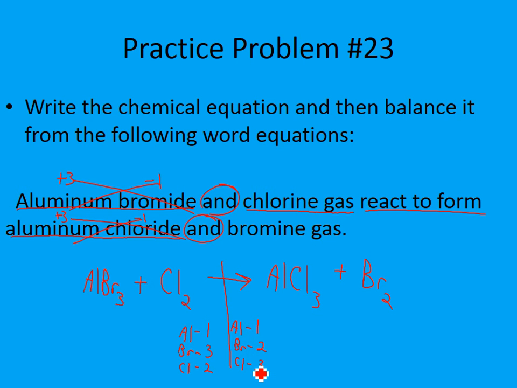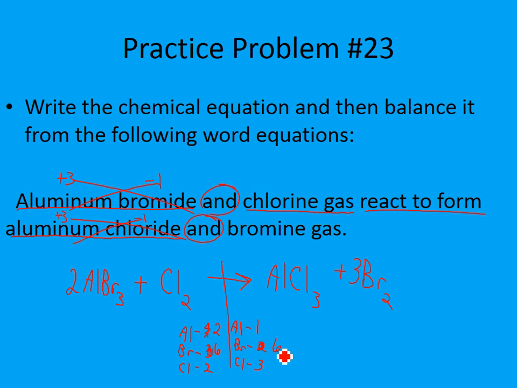6. How do I get to 6 on the left side? I need a 2 right there. That gives me 6 bromines. But how many aluminums now? 2. Thank you. Stay with me, guys. I know this is a long problem. Let's try and get through it. Let's go to the right side then. I need to get to 6 bromines. How do I do that? I need a 3 as a coefficient over here. That gets me to 6 bromines.